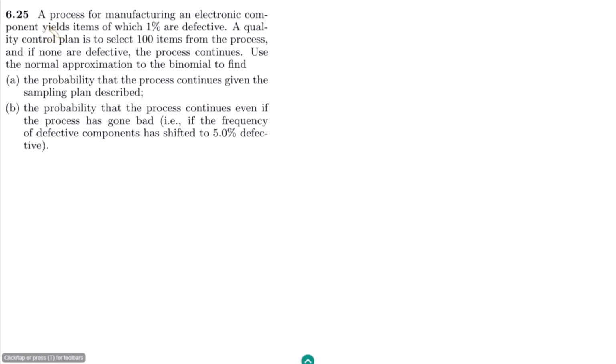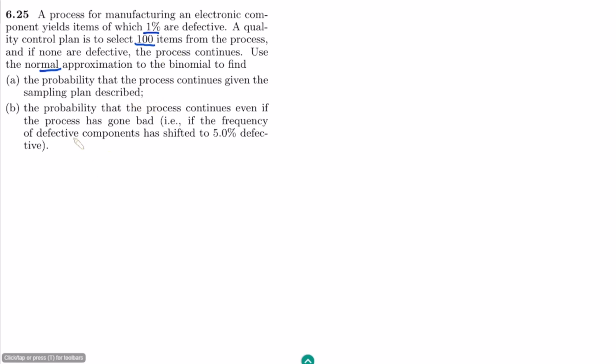Welcome back, guys. This is question 6.25 of the book Probability and Statistics for Engineers and Scientists by Walpole. The statement of this question is: a process for manufacturing an electronic component yields items of which 1% are defective. A quality control plan is to select 100 items from the process, and if none are defective, the process continues. Use the normal approximation to the binomial to find the probability that the process continues.